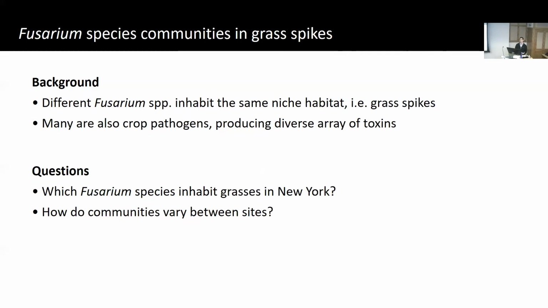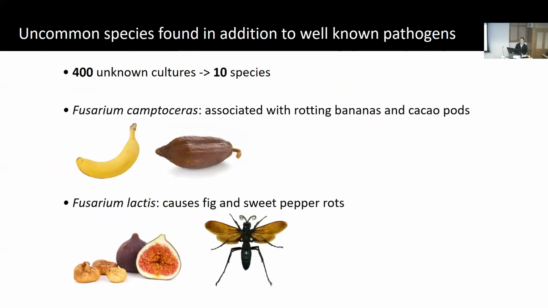In addition to that, I wanted to figure out how the Fusarium communities might be structured. So we sequenced gene fragments from about 400 unknown isolates, and we identified 10 different Fusarium species in addition to graminearum. Some of them were well-known crop pathogens, several were common saprophytes, but there were two unusual finds that I think are fun to point out.